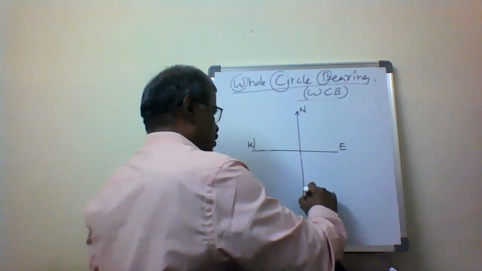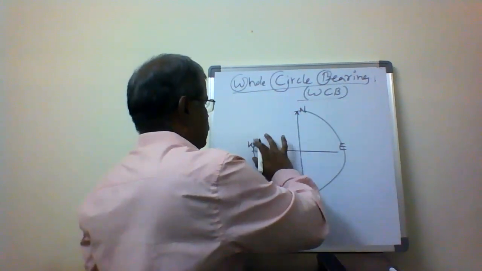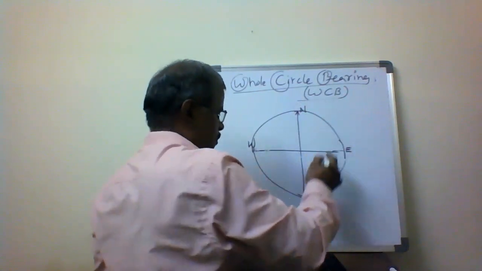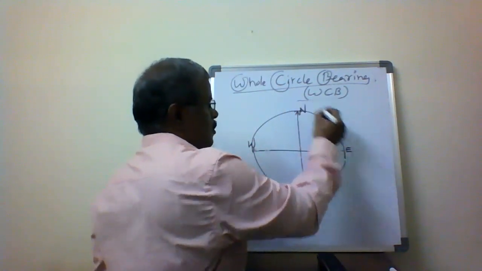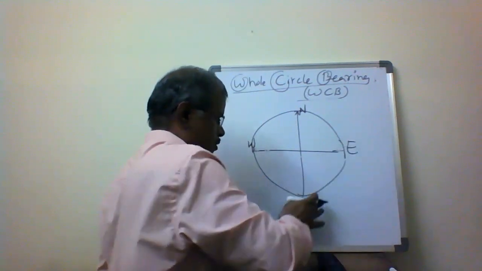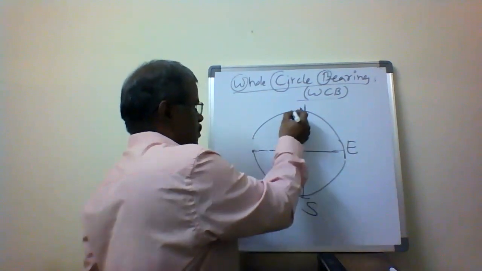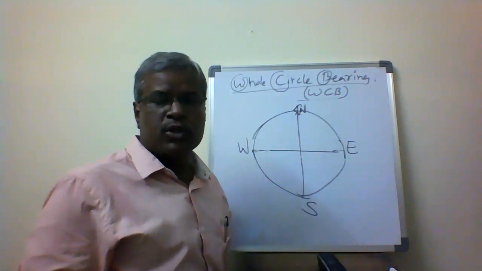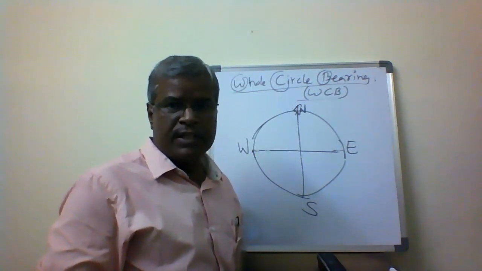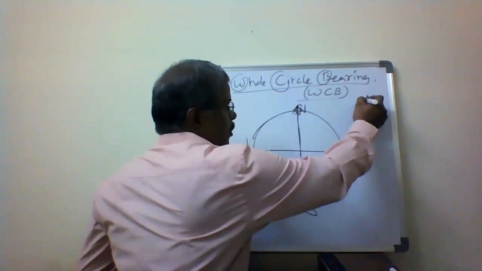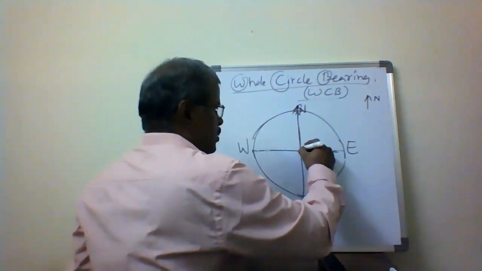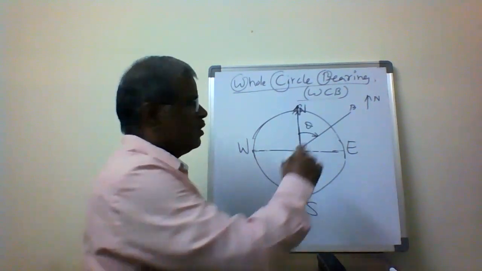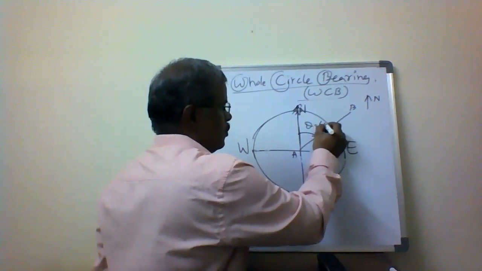This is the line joining all these points: north, east, south. This is my reference direction, north-south, because for whole circle bearing I am using the magnetic needle, the suspended needle, north and south. The magnetic needle always shows the north direction. From the north I am going to be measuring. This is my survey line going from A to B. Then I measure the bearing, which is theta, or theta equals 60 degrees.